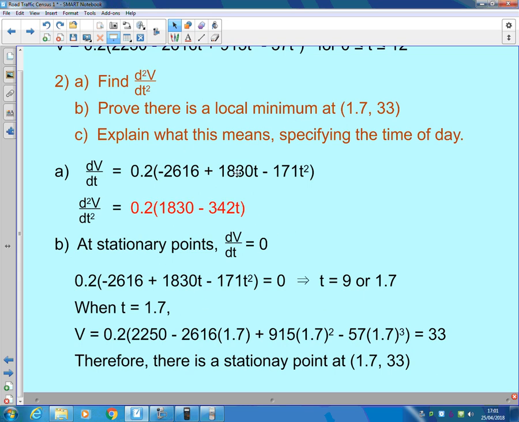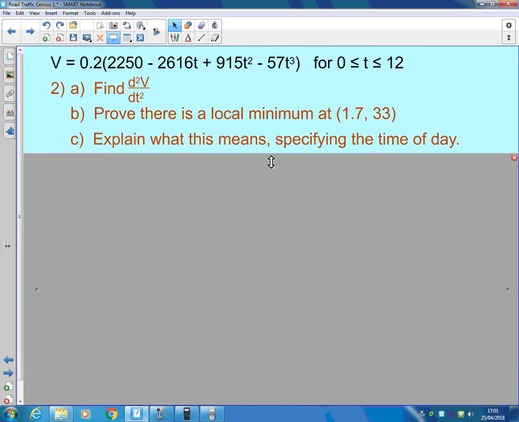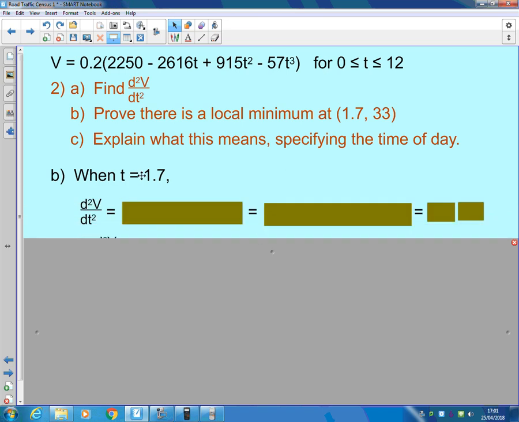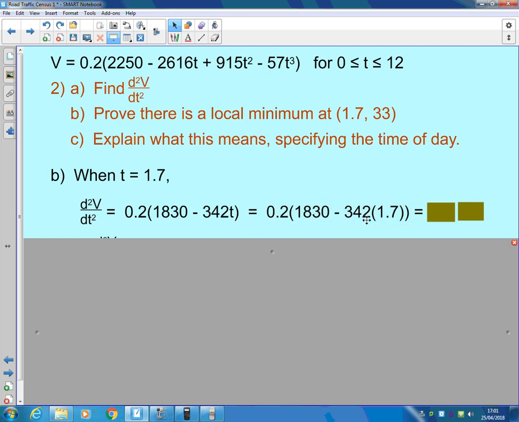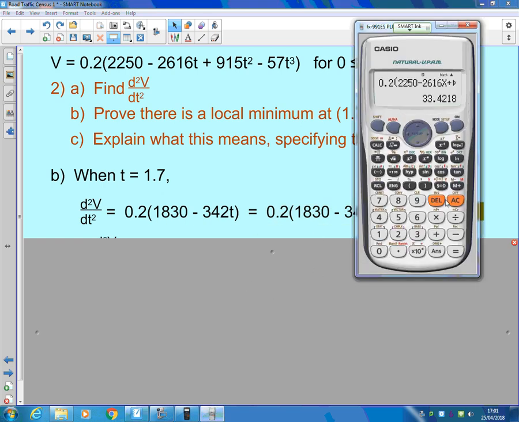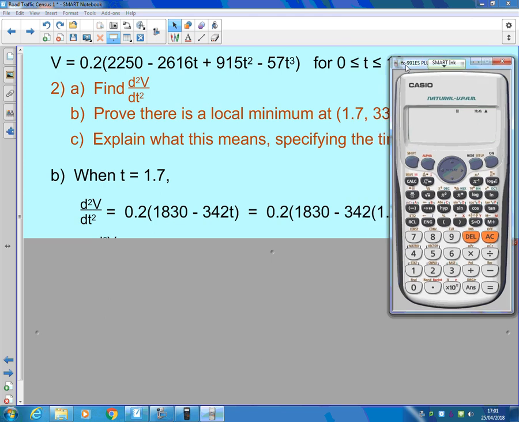I need to go on to the next page for this, but this is where we use the d2v over dt squared, because if it's a local maximum, then at this value, at 1.7, this has got to be negative for a maximum, and positive for a minimum. So let's have a look. We've done those bits there. That's just repeating the question. When t is 1.7, that's the equation from the previous page that we found. d2v over dt squared, let's put 1.7 into it. So where I put the t, I put 1.7.